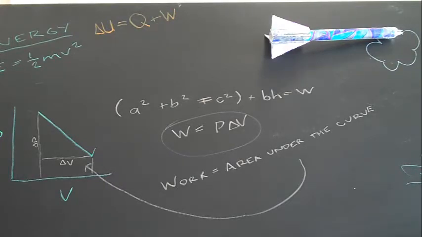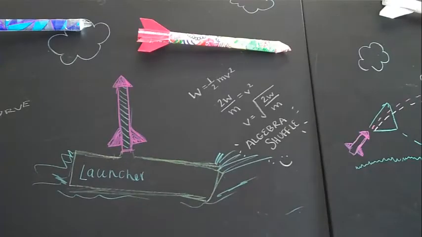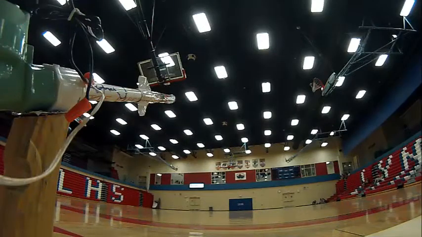For simplicity's sake, however, we will take the average and split the area under the curve into a triangle and a rectangle, which will allow us to more easily find the area. Once we find the work done, we can apply that to the mass of the rocket to find the velocity. If we apply this velocity into a simple equation, we can find the theoretical distance the rocket would travel.